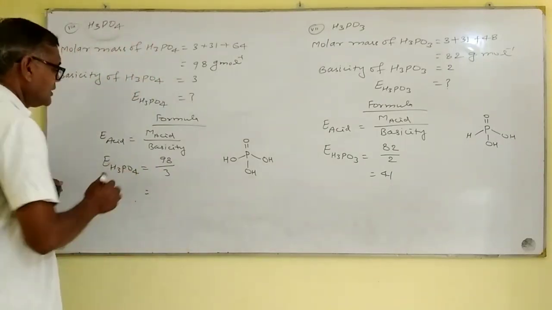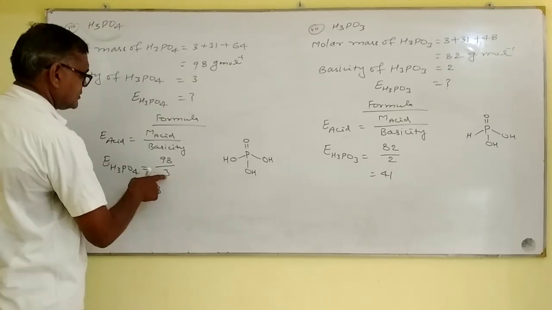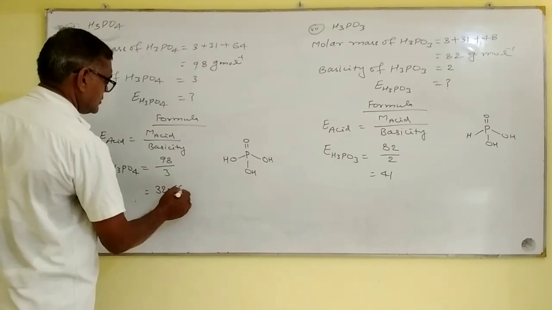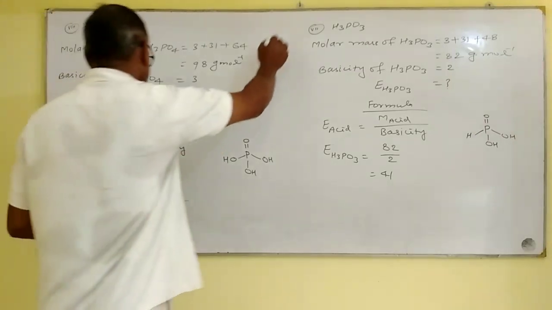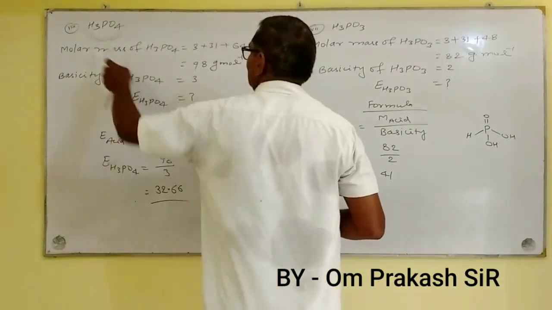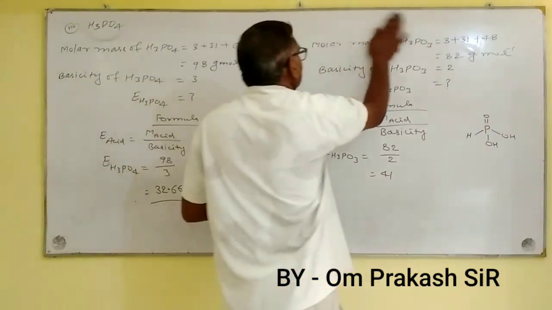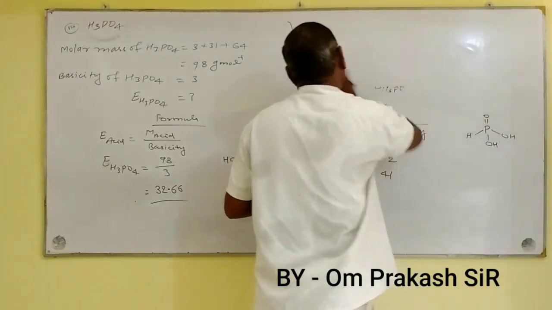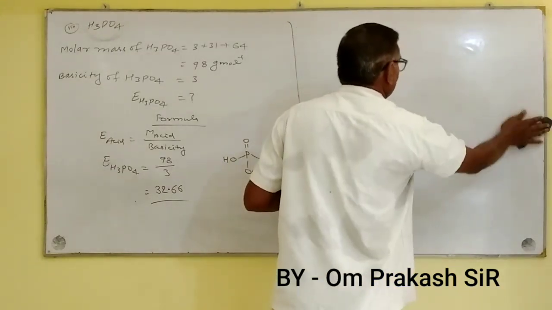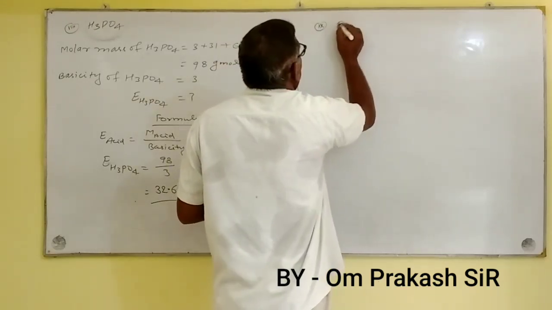Now we divide, it is equivalent weight of phosphoric acid. It is called phosphoric acid and it is called phosphorus acid. These are very important for Bihar board in objective question.